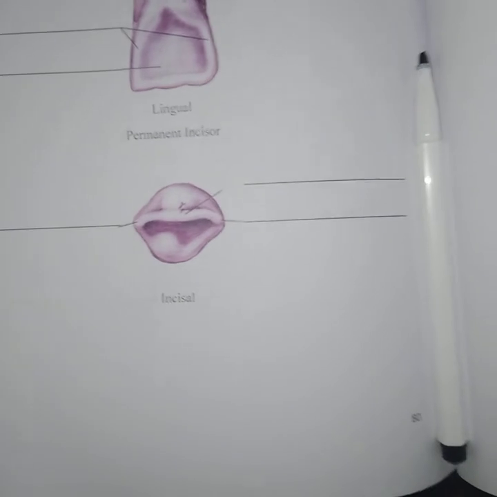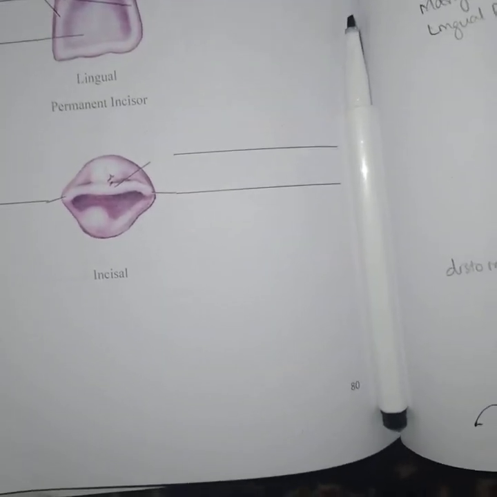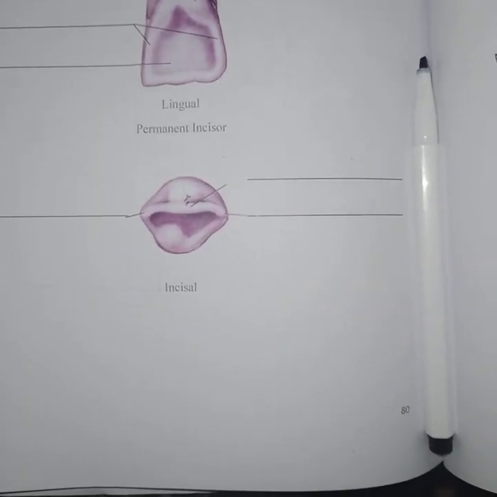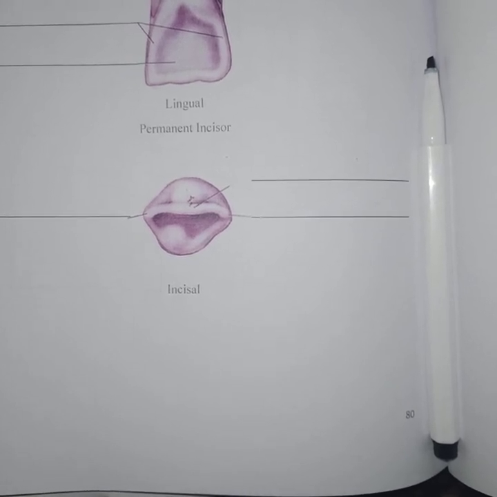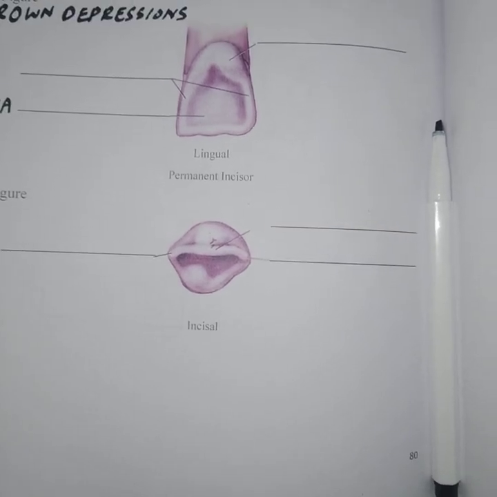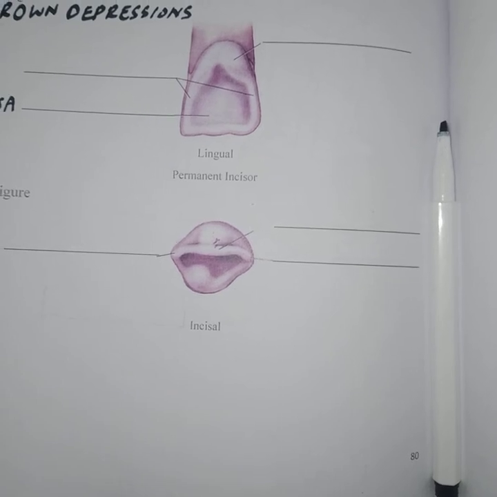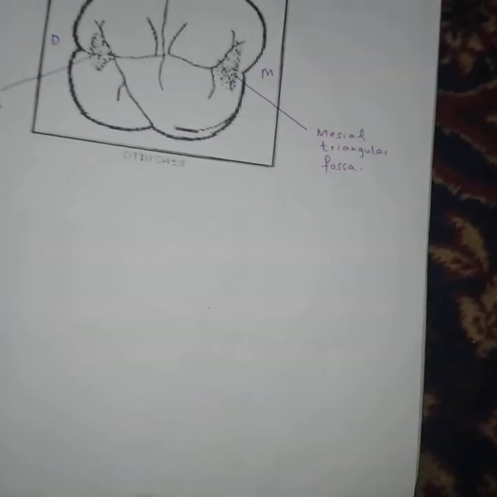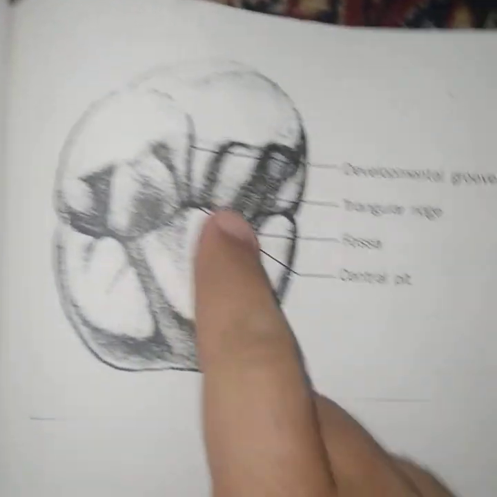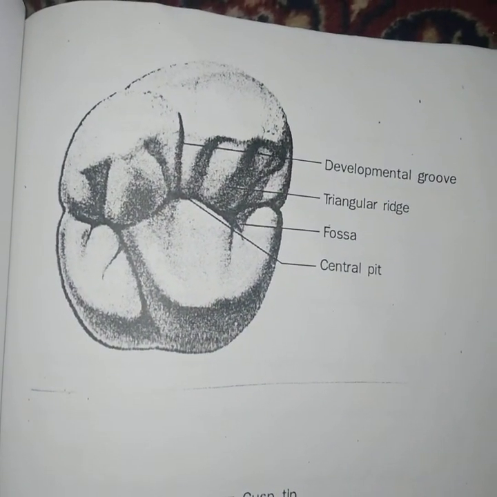Now coming to grooves. Groove is defined as a sharp, deep, V-shaped linear depression. A sharp, deep, V-shaped linear depression. This is a groove. A sharp, deep, V-shaped linear depression.